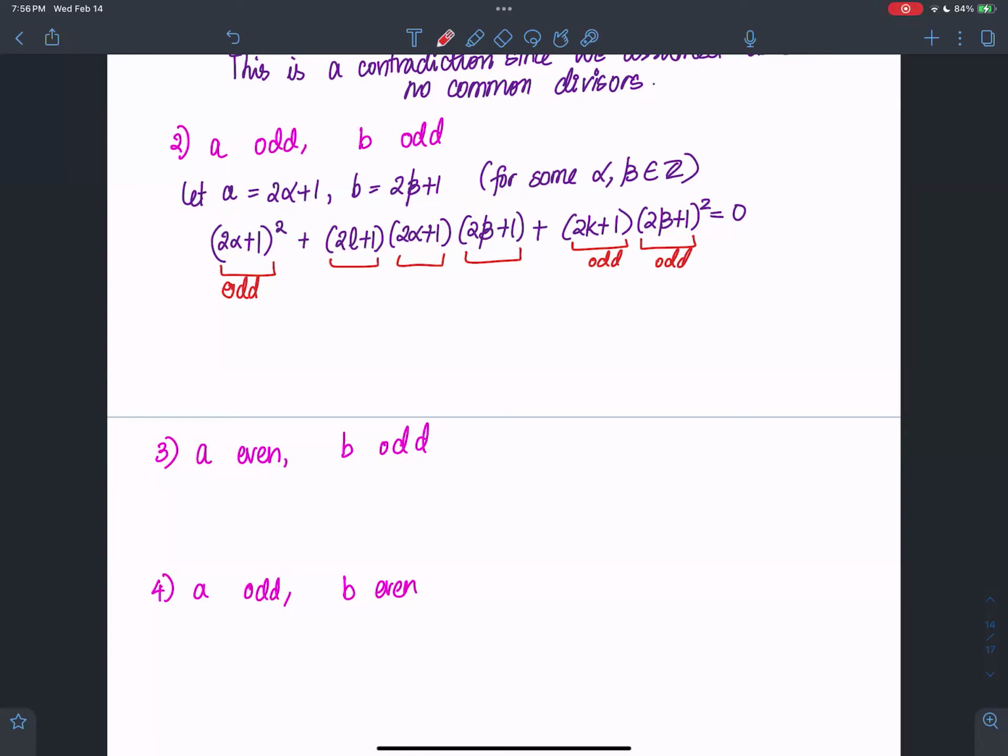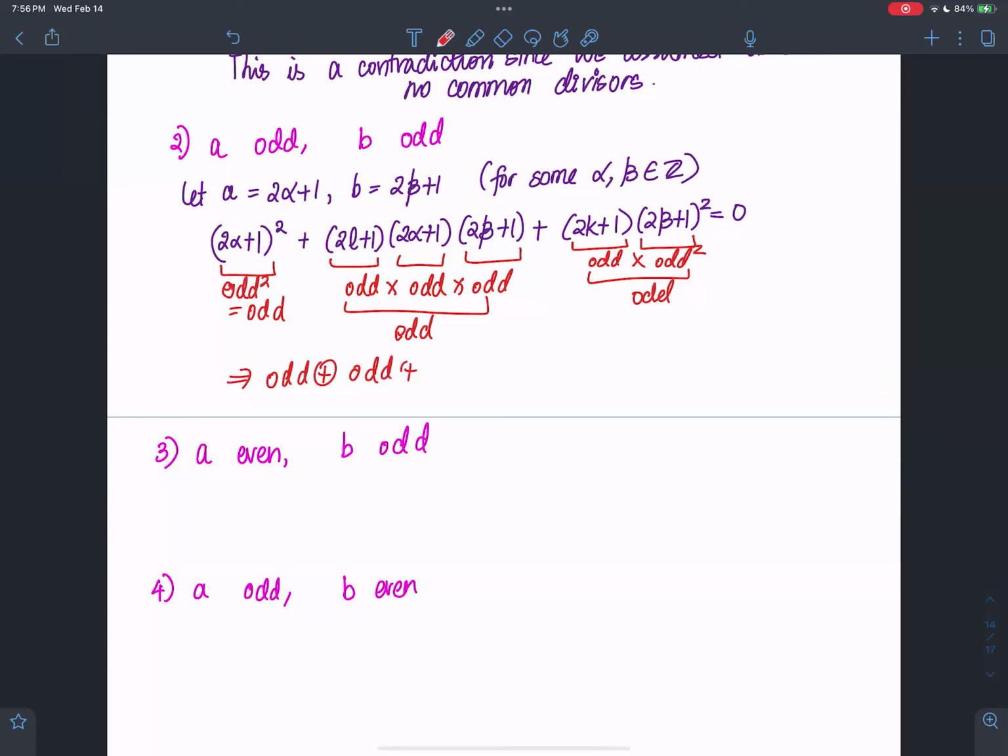I'd probably say, oh, this is odd, the square is odd. This is odd times odd, which is odd. And this is odd times odd squared, which is odd. So finally we have odd plus odd plus odd, which is, when you add three odd numbers, what do you get? An odd number or an even number? Odd. Yeah, you get an odd number. The RHS equals 0, which is even.